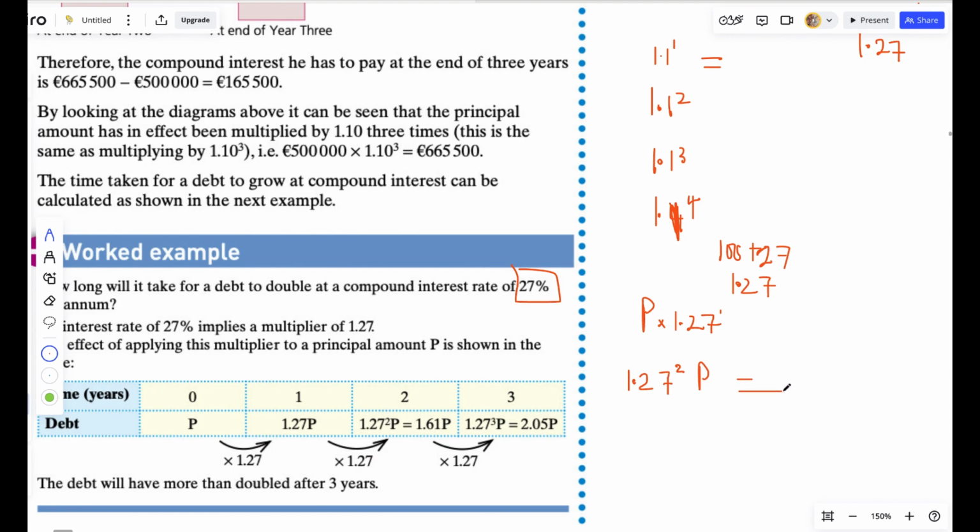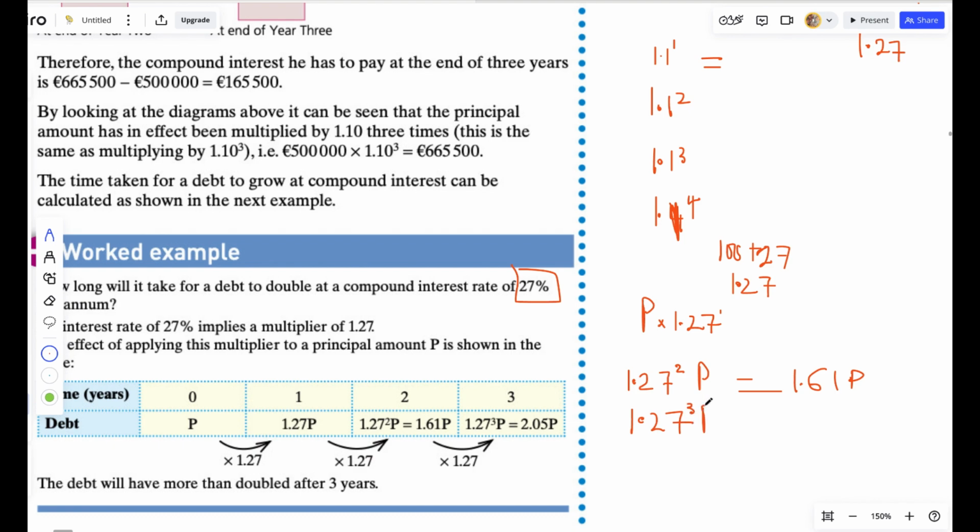If you square the value, you get 1.61. So this has not doubled. Double means when this value changes to 2. If they say triple, when the value changes to 3. So we do for third year. We want to know how many years it took. You do for another year, 1.27 raised to power 3 P.